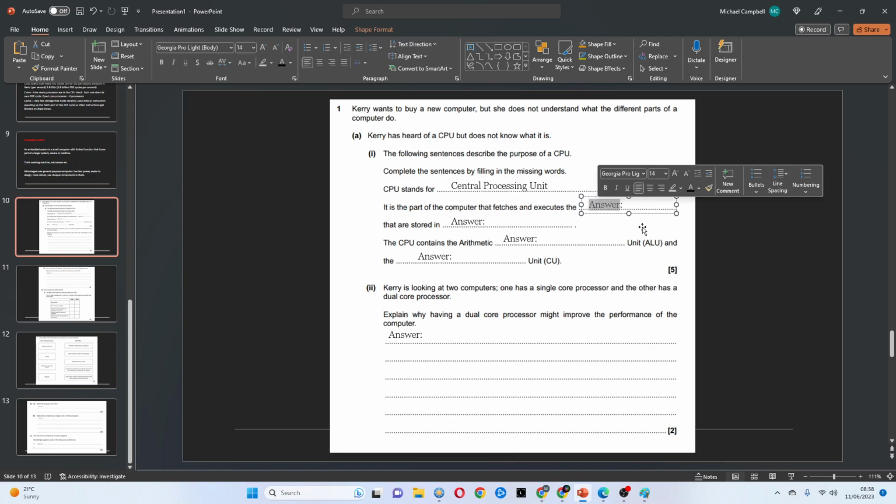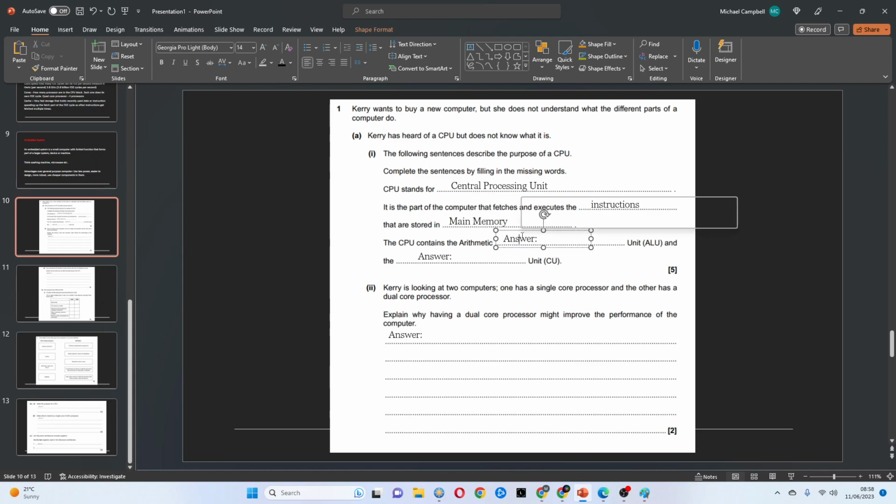It's the part of the computer that fetches and executes the instructions, not data, because data is just like 7, 4, 2, 1, that are stored in main memory. Although for some reason I'm writing in white letters now. Main memory, okay? The CPU carries some arithmetic something unit. Well, we know that's logic because I explained it a minute ago. And the CU, which is the control unit. Okay, there we go. So not that difficult to answer.